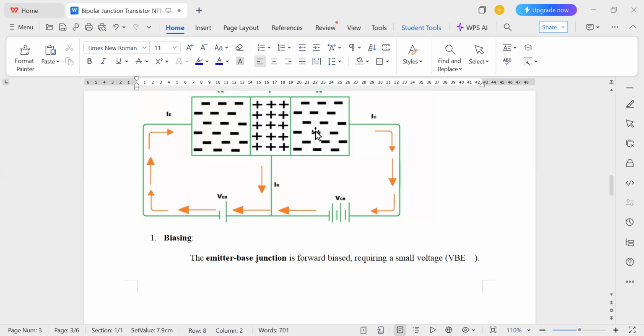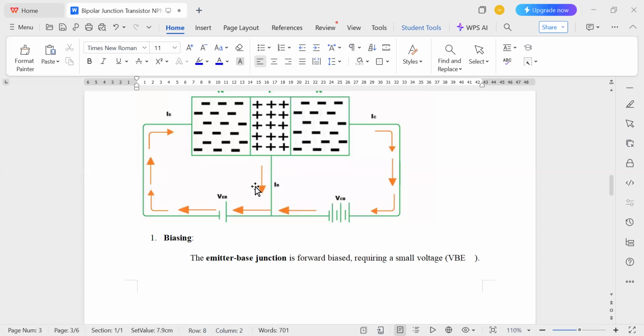Since the collector-base junction is reverse biased, it creates a strong electric field. Most of the electrons which enter the base are swept into the collector by this electric field before they recombine with the holes in the base region. In this way, the electrons move from the emitter to the collector through the base region.